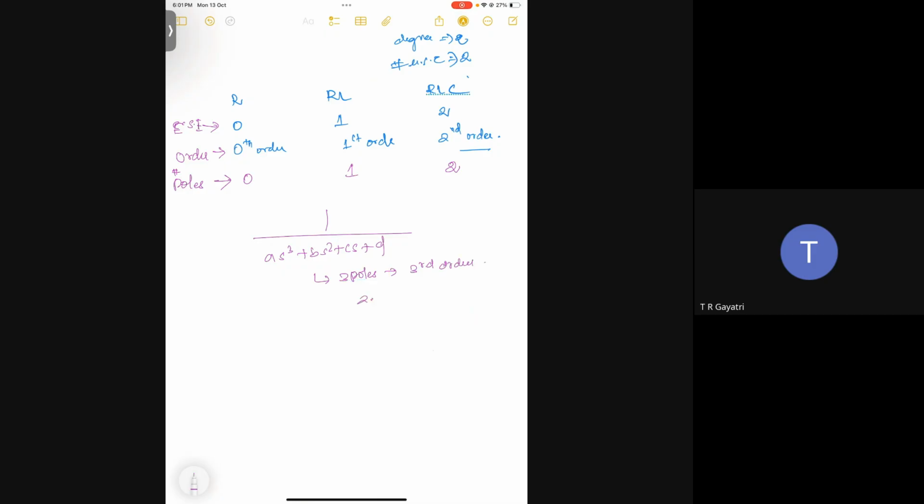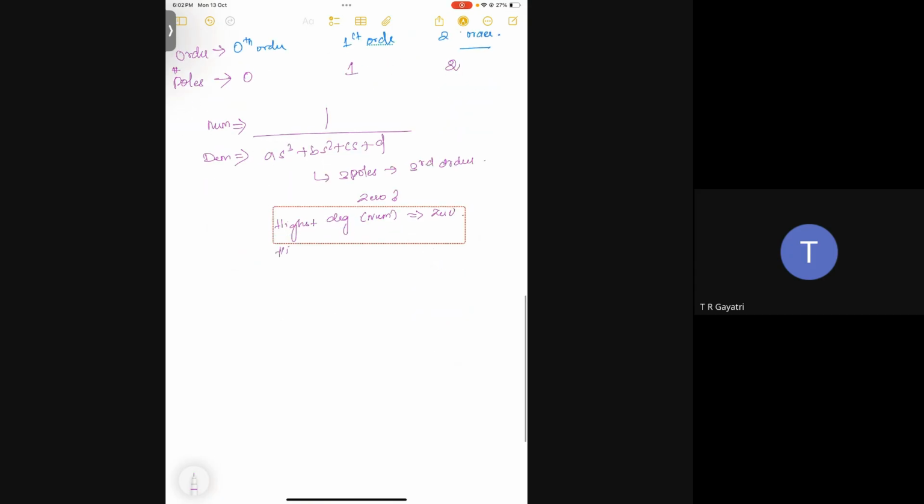Then what is 0? What do you call 0? If the poles directly come from the denominator, what else is remaining? Numerator. So you look for zeros in the numerator. The highest degree of the numerator will become the zeros of the system. We call it 0. The highest degree of the denominator, we call it poles. So this will become zero by pole.